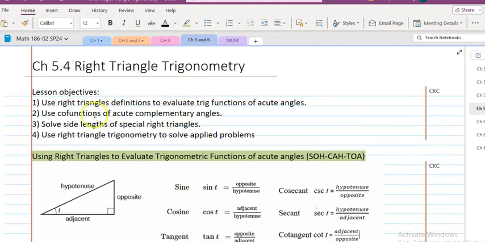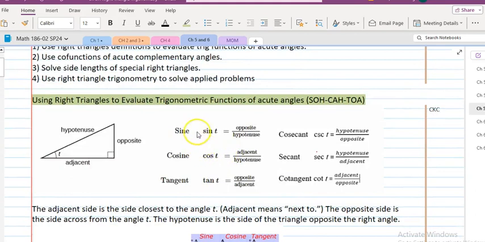We also will get a new set of identities called cofunction identities, and then we'll solve special right triangles and side lengths, and also use them to solve application problems, which is the main goal of defining these new trig functions. They're still the same six trig functions, except the input angles are between 0 and 90, and they're all positive.